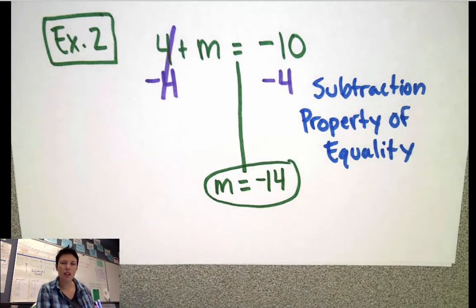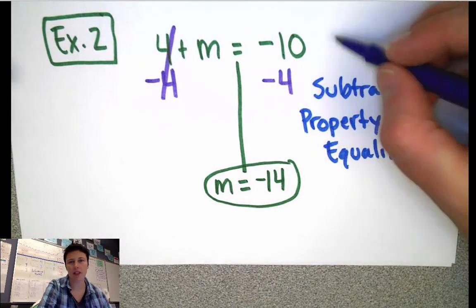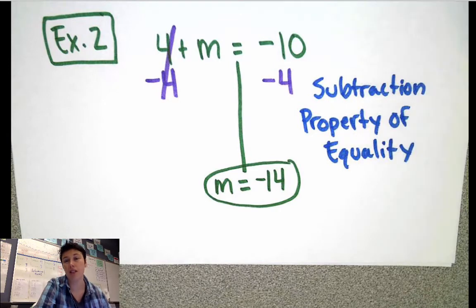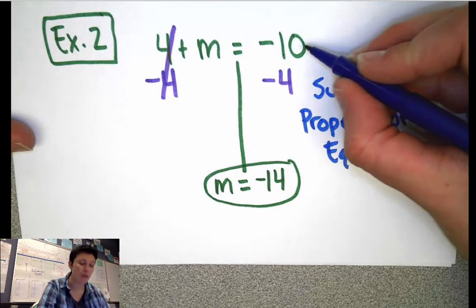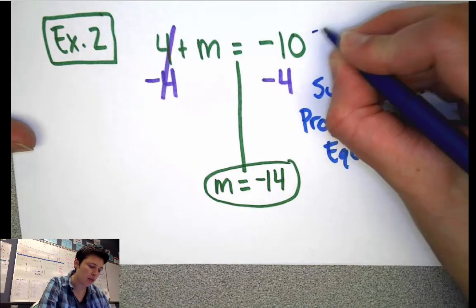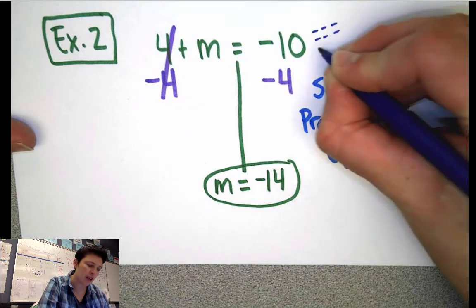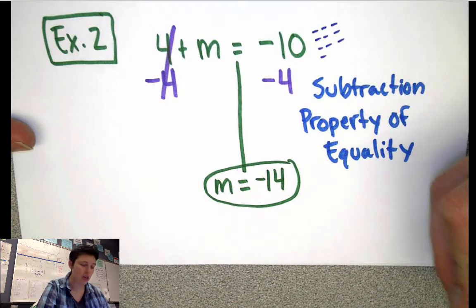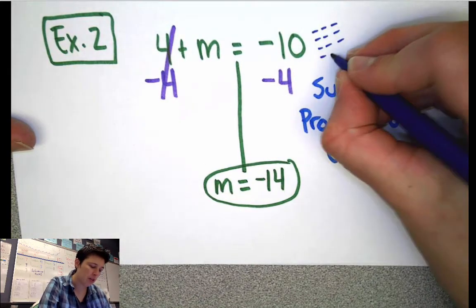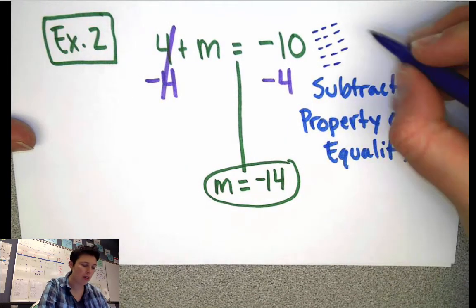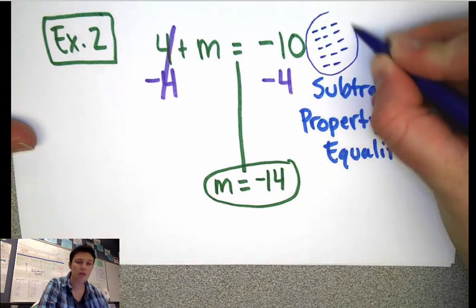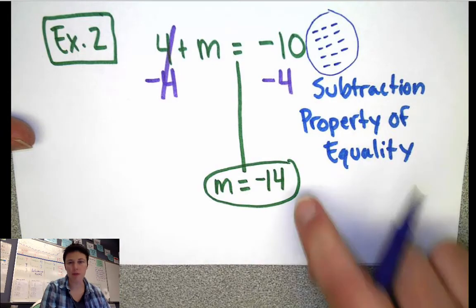Now, if you're still kind of struggling with your negative and positive numbers, that could add a challenge to this question. If you're like, well, how is this -14? A lot of people think it's -6 accidentally. But think about it. You have 10 negatives. 1, 2, 3, 4, 5, 6, 7, 8, 9, 10. And then you have 4 negatives. 1, 2, 3, 4. If you count up all those negatives, you have 14 negatives.